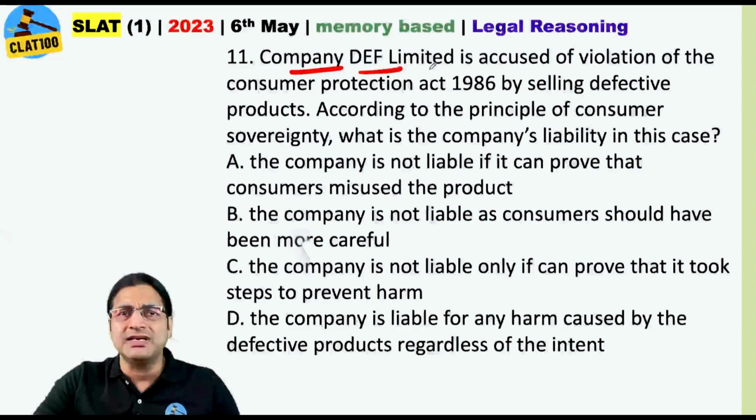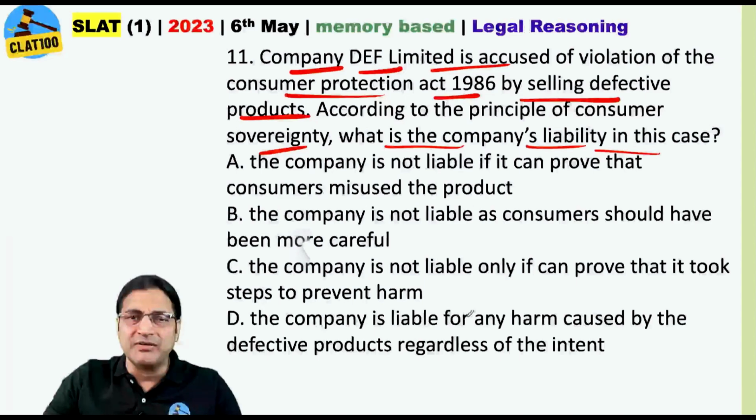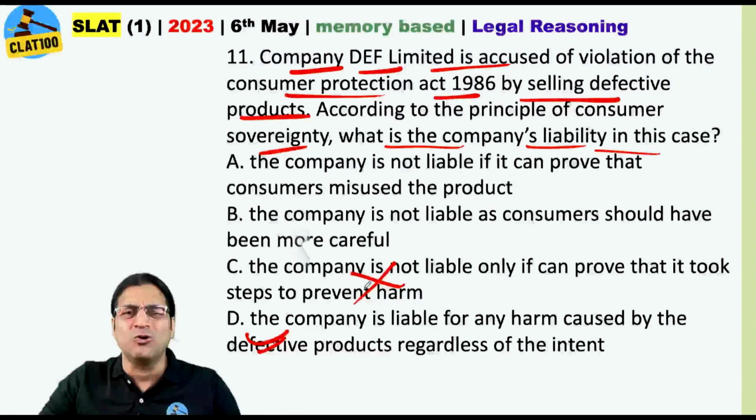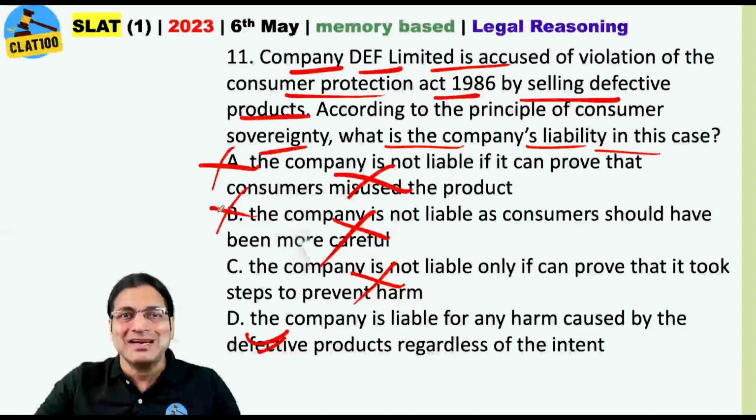Company DLF Limited is accused of violation of the Consumer Protection Act 1986 by selling defective products. According to the principle of consumer sovereignty, what is the company's liability in this case? Alright, the company is liable for any harm caused by the defective products regardless of the intent. True. The company is not liable only if it can prove that it took steps to prevent harm. The company is not liable as consumers should have been more careful. Completely irrelevant. The company is not liable if it can prove that consumers misuse the product. So, A and B are anyway completely irrelevant.